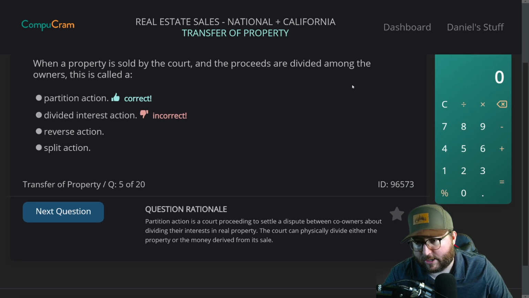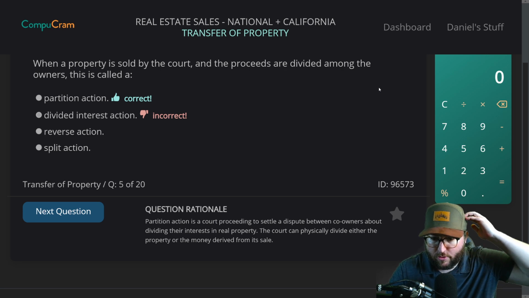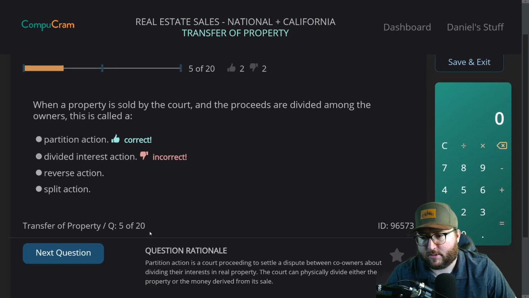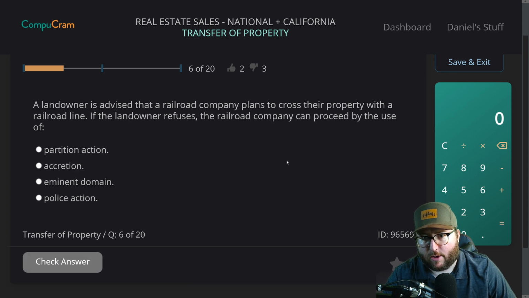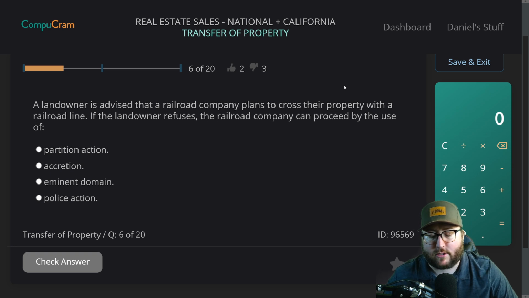Incorrect. Partition action. Okay. Question rationale: partition action is a court proceeding to settle a dispute between co-owners about dividing their interest in real property. The court can physically divide either the property or the money derived from its sale. All right, like I said, we gotta work on this one. You might see some more of these questions in the future because I have a hard time with these ones.